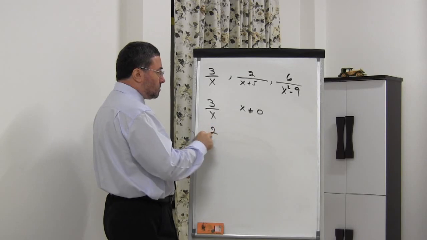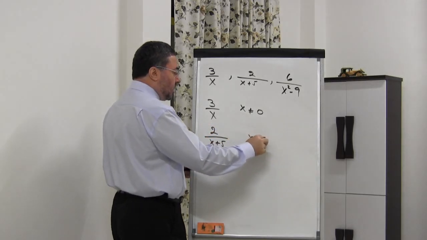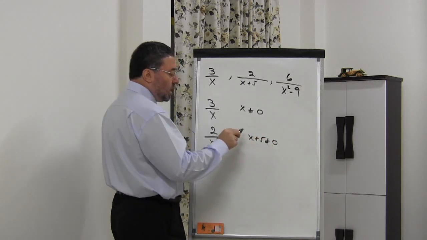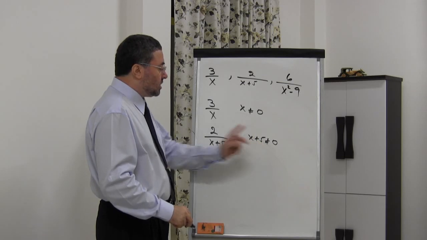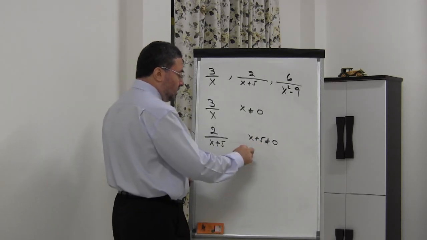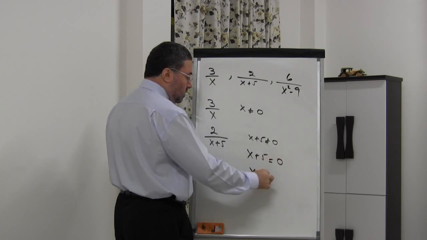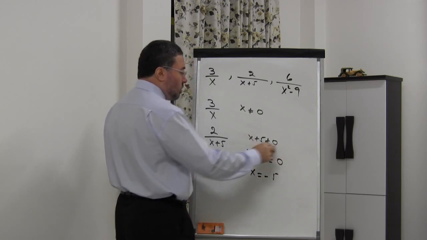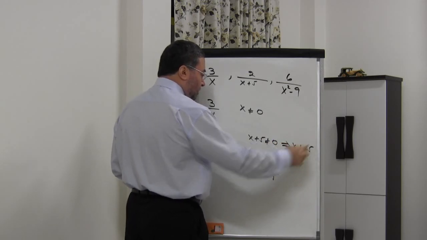Here, we say x plus 5 cannot be equal to 0. And in order to get the value of x that makes this expression 0, we solve this as if it is an equation. And we get x equals minus 5. So we say that implies x cannot be equal to minus 5.